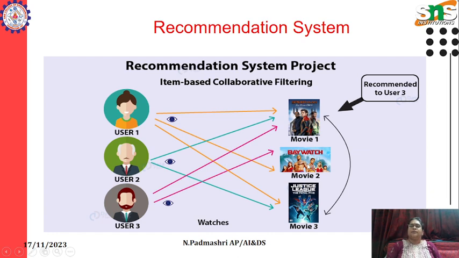So here the wish list has been generated for the user, in which user 3 can also be recommended to watch movie 3, based on his liking or his preference, his state of interest. So the recommendation system has been developed based on the user's wish. This is one simple example of how the recommendation system works.